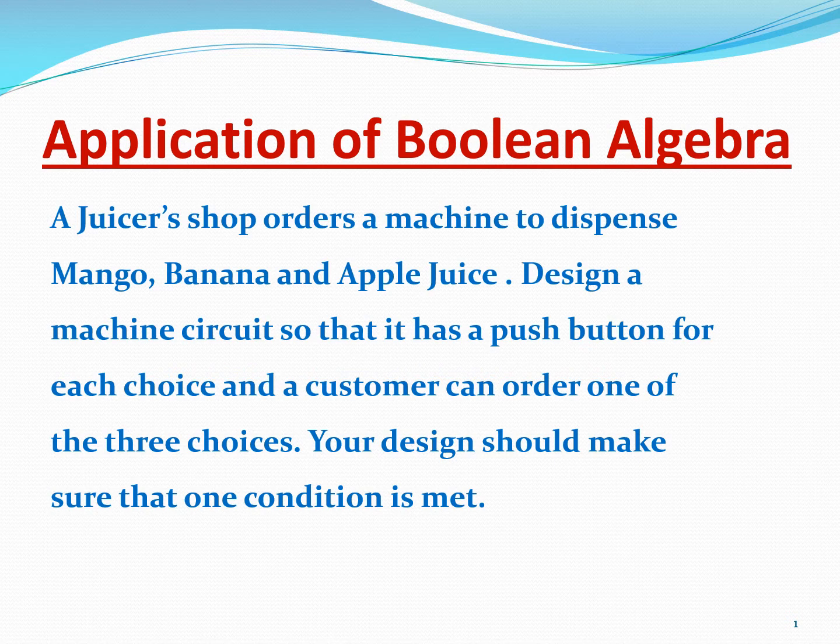Design a machine circuit so that it has a push button for each choice and a customer can order one of the three choices. Your design should make sure that one condition is met. A juicer shop wants a machine which can deliver mango, banana or apple juice to the customers, whenever they push the button for a particular choice, and you have to make sure that the machine delivers at least one condition.